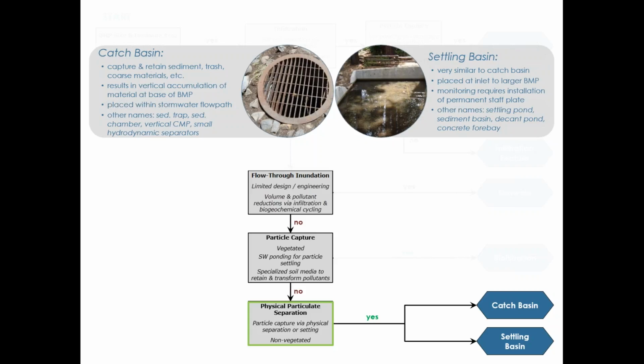Settling basins are very similar, but they are typically placed at the inlet to a larger BMP. Field observations of settling basins require installation of a permanent staff plate, therefore we recommend using the designation sparingly. If draining a single land use, we suggest calling it a catch basin. If draining multiple land uses, we recommend designating it as a small treatment vault. For more information on treatment vaults, see the guidance on centralized BMPs.